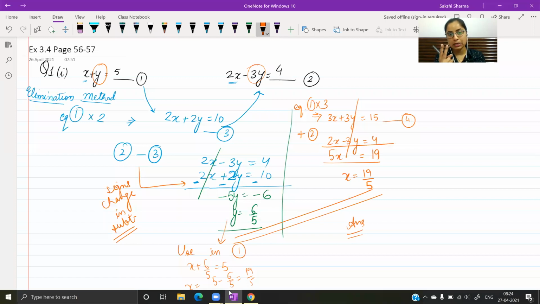Two things to keep in mind. First decide which term you want to eliminate. After that, after making the coefficients same, decide whether you need to add or subtract.